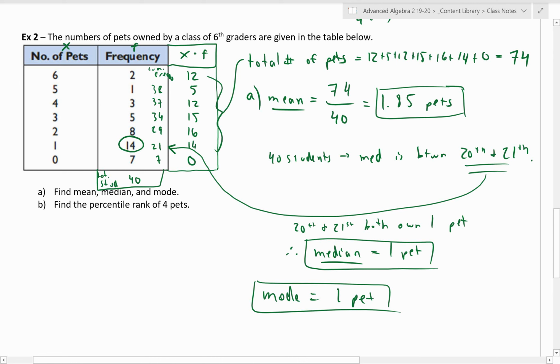Let's look at part B. It asks to find the percentile rank of 4 pets. So in other words, a student who owns 4 pets is at what percentile rank? And we said strictly below as our percentile rank, strictly less than for our percentile rank. So let's take the students who own 4 pets. They're right here. Okay, and let's think about this.